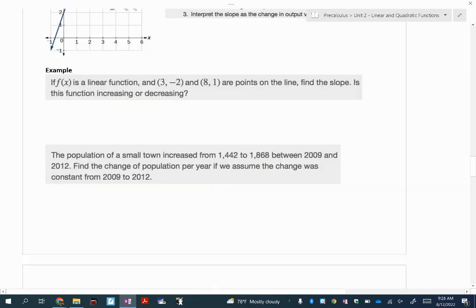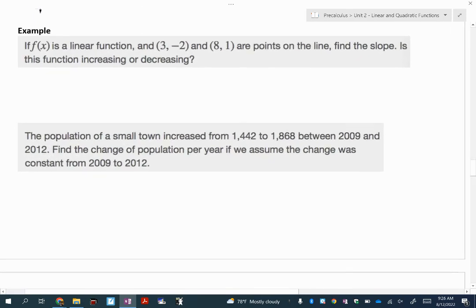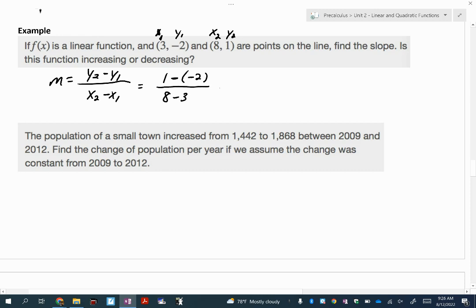All right, but a lot of times they're just going to give you 2 points. And if they give you 2 points, then you can actually find the slope. So I'm going to find the slope here, where I'm going to use this as my x subscript 1 and y subscript 1. And this is my x subscript 2 and my y subscript 2. So for my slope formula, I'm going to do y sub 2 minus y sub 1 over x sub 2 minus x sub 1 and plug in my stuff. So 1 minus negative 2 over 8 minus 3.